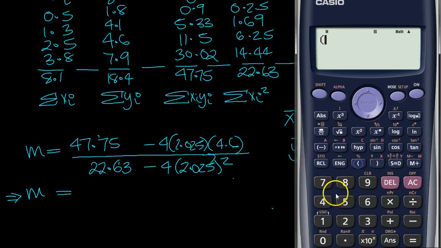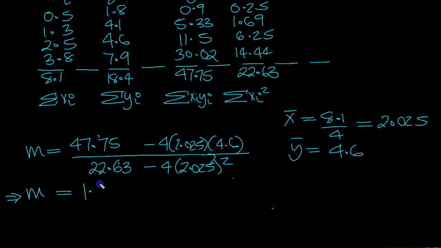So let's work that out then. On the top we got 47.75 minus 4 times 2.025 times 4.6, close bracket, divided by bracket underneath, 22.63 minus 4 times 2.025 squared, close the bracket underneath, equals 1.684 to 3dp. So that's good enough, I hope. That was to 3 decimal places. Okay, that's m. Now we want c.